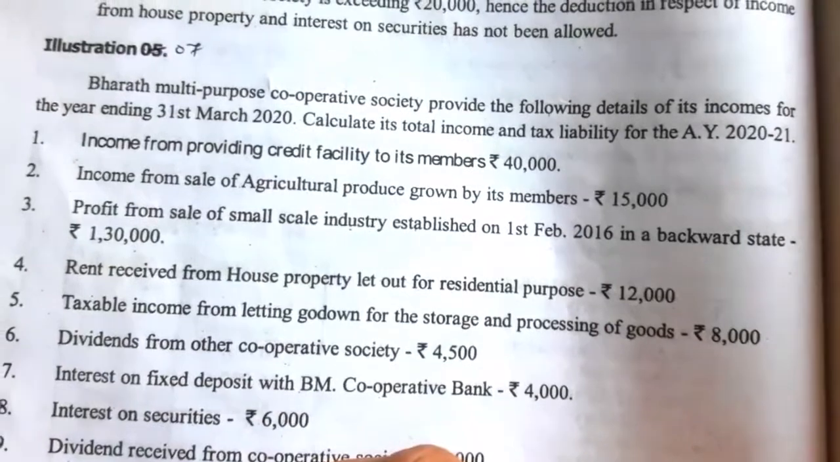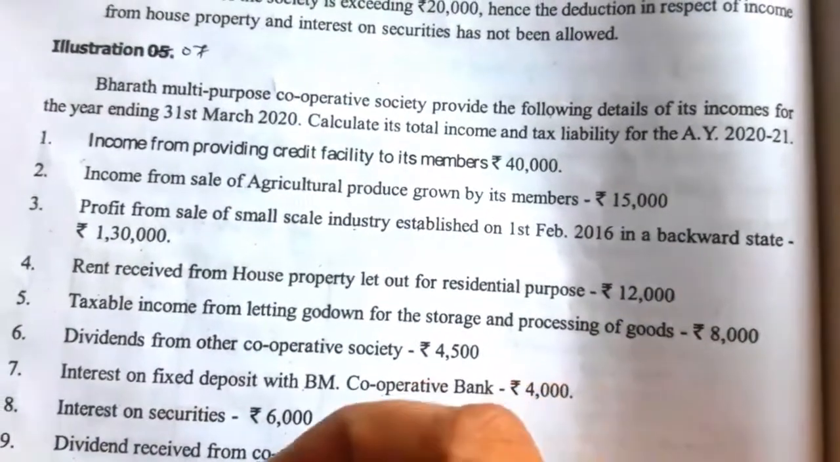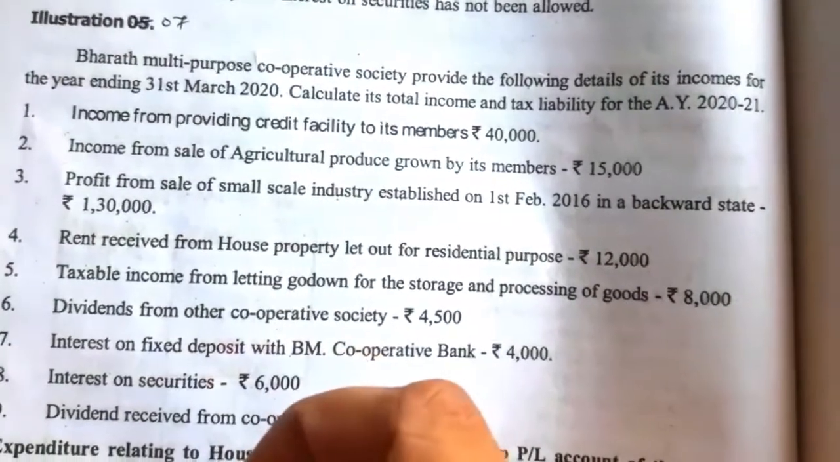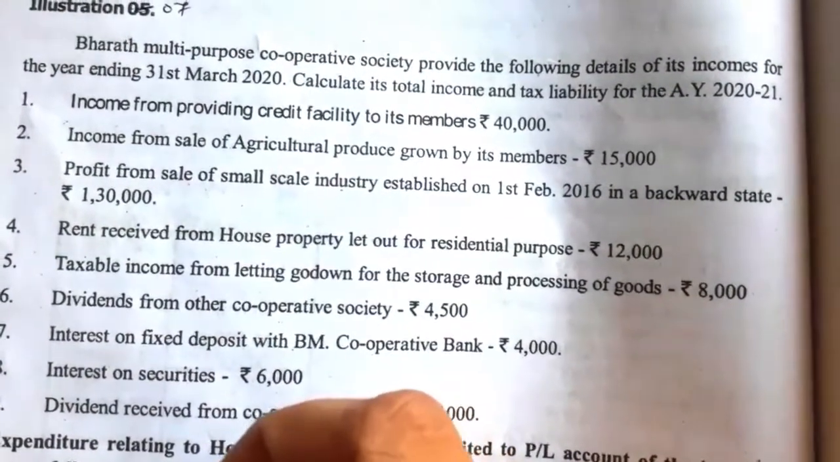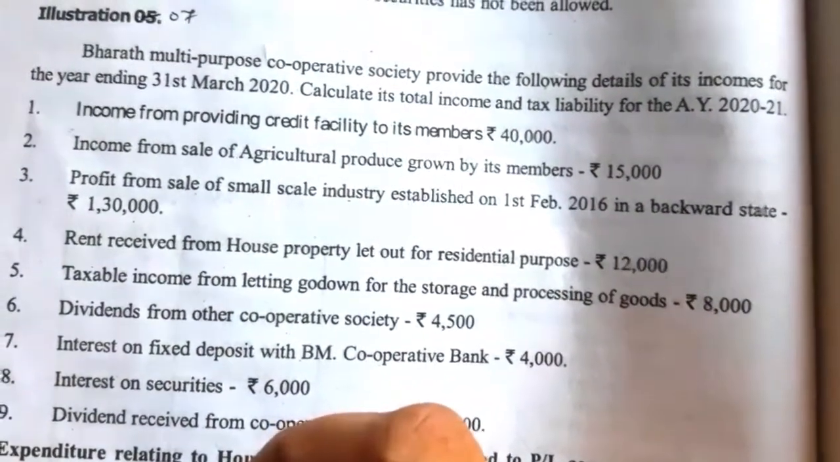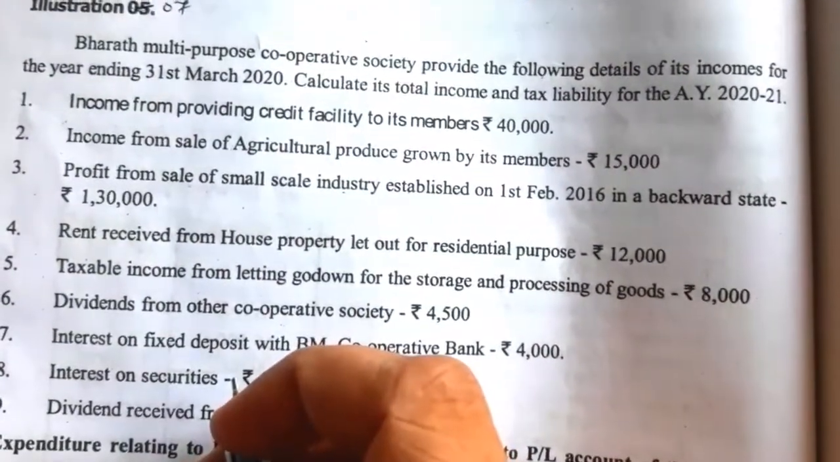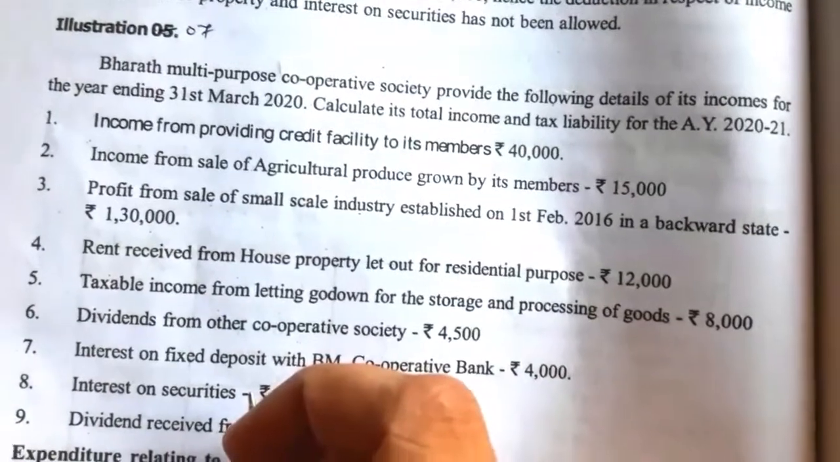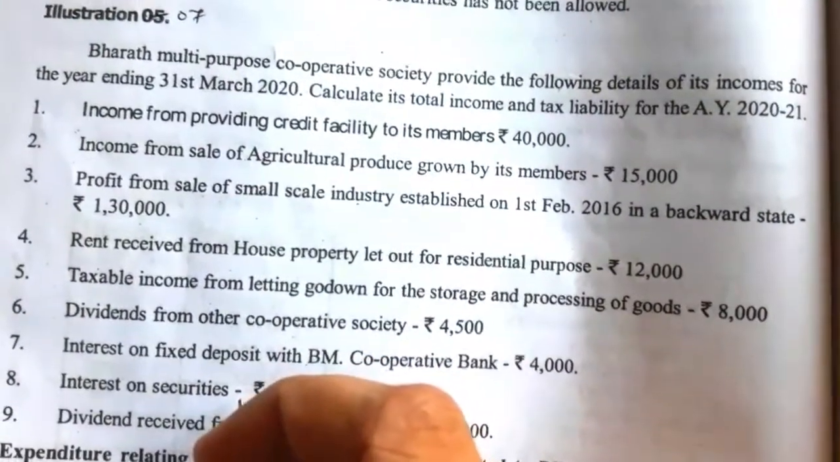Hello students, today we will learn the next illustration number 7. See the question. Bharat Multipurpose Cooperative Society provides the following details of its income for the year ending 31st March 2020. Calculate its total income and tax liability for the assessment year 2020-21.